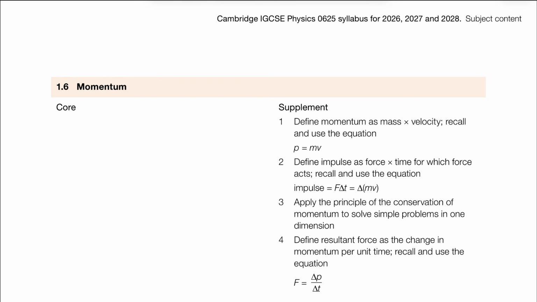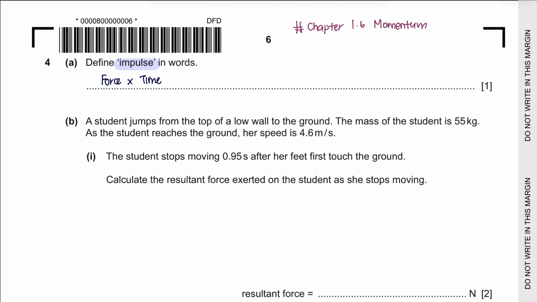Remember to always look into your course specification if you need a definition. It states that you can define impulse as force times time, which comes from the equation. So just by writing its formula, you will be able to get 1 mark.